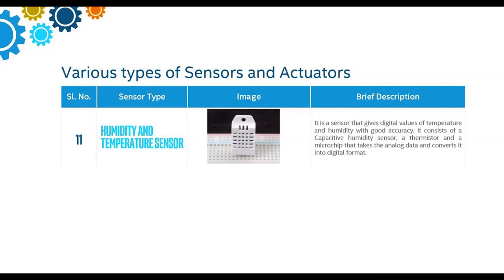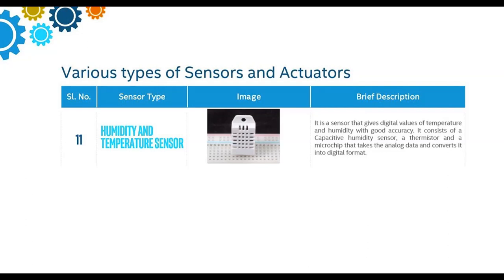Humidity and temperature sensor: we can call it a DHT sensor, DHT11, DHT22, DHT12. These are different types of sensors. The humidity and temperature sensor gives the digital value of temperature and humidity with good accuracy. It consists of a capacitive humidity sensor, a thermistor, and a microchip that takes the analog data and converts it into digital format. So this is nothing but your digital temperature and humidity sensor.